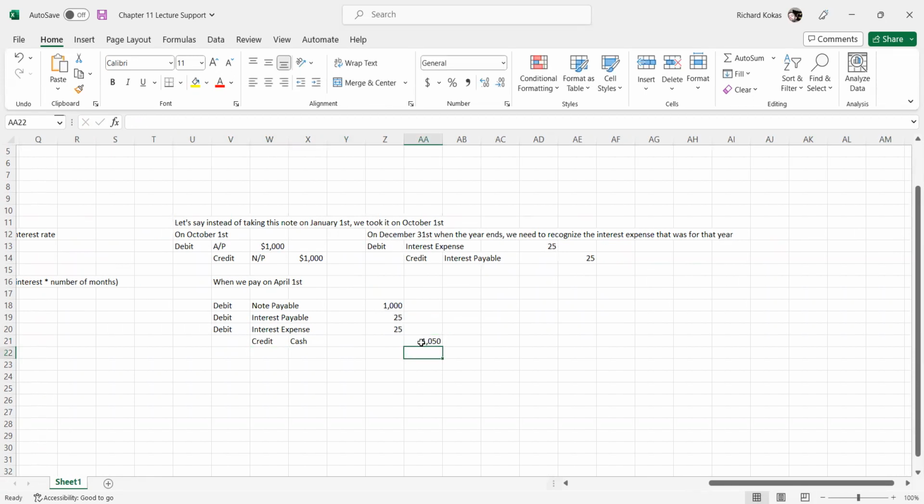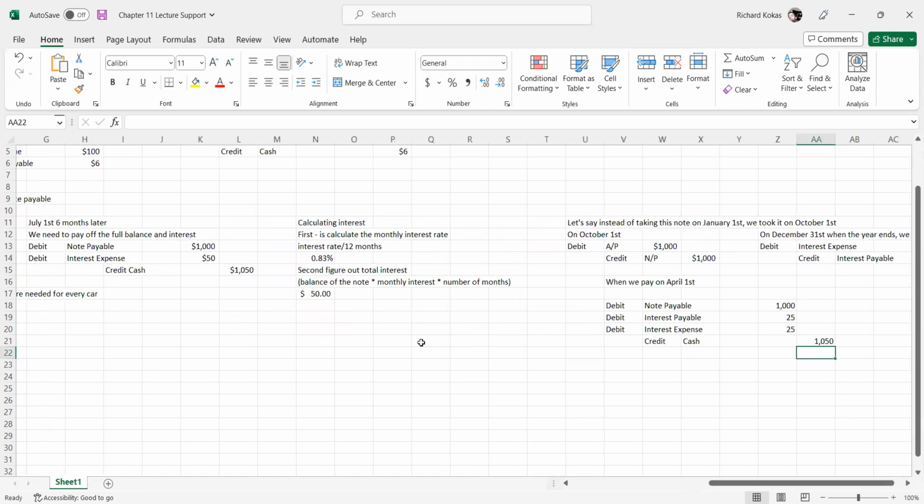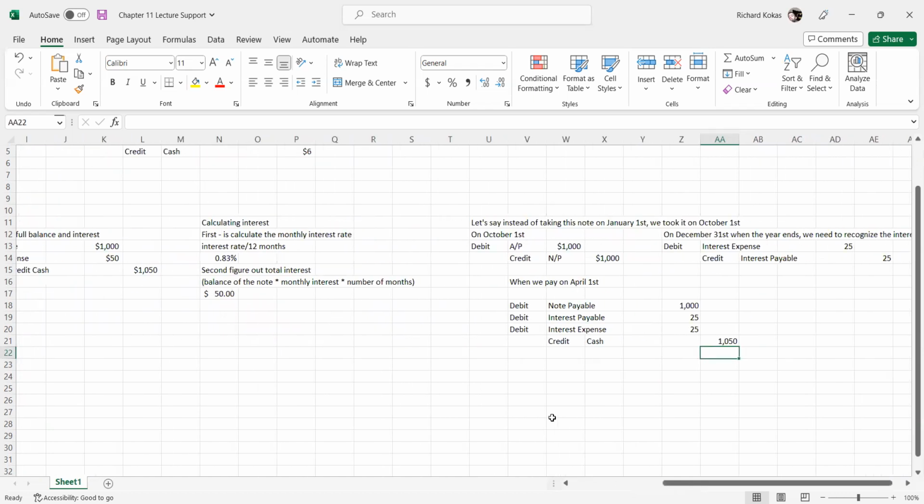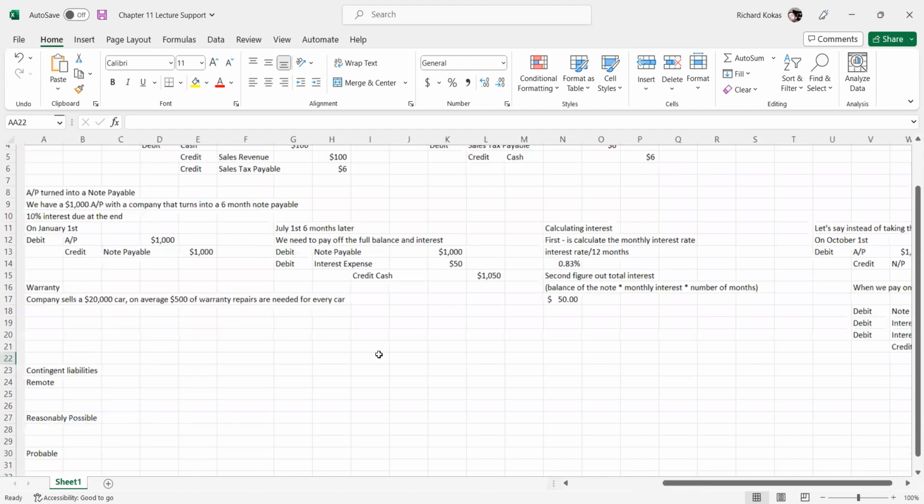Okay. So you'll see the cash doesn't change, and the note payable doesn't change. It's just depending on the time frame, we might have to debit interest payable and interest expense. Okay. So that's notes.